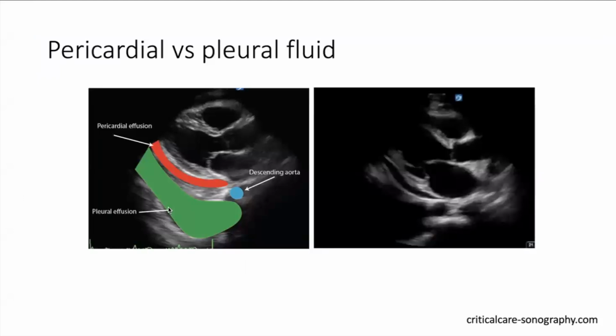These two pictures are just to show you the anatomy and where to find the pericardial fluid. So this is the descending aorta, and anything anterior to it is the pericardial space. So this is pericardial effusion. You can actually see some of it up here. And anything on the other side, or sometimes we say below the descending aorta, is pleural effusion. So this whole area is in the pleural space.